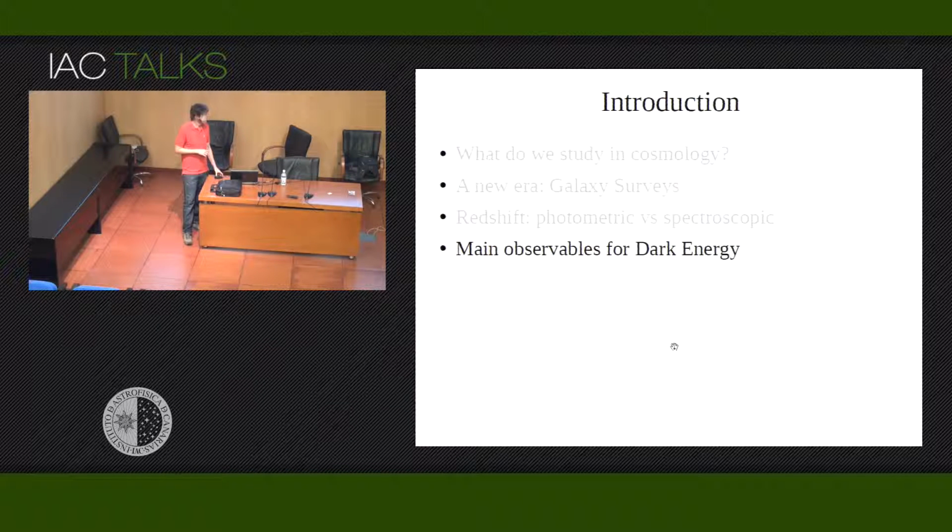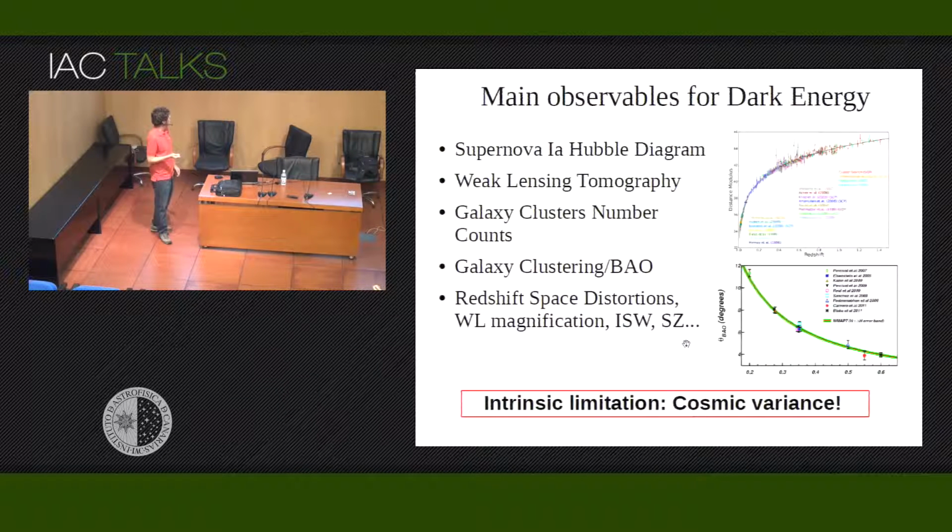surveys. In galaxy surveys, one of the main questions that we want to look for is what's the nature of dark energy and what's the amount of dark energy in the universe. So to study dark energy, these are the main observables that we have. First, supernova Hubble diagram. It was how we confirm the existence of dark energy in the universe.